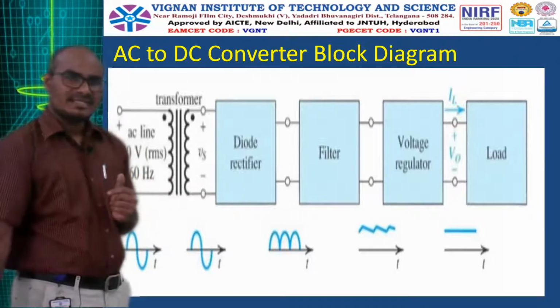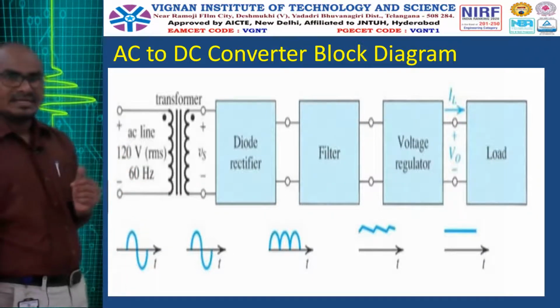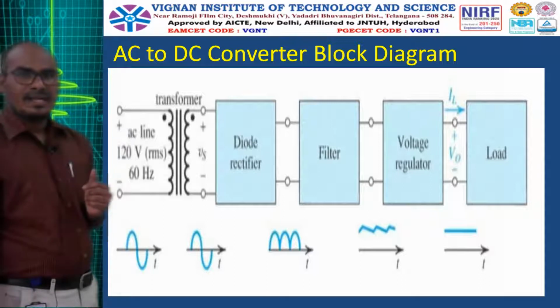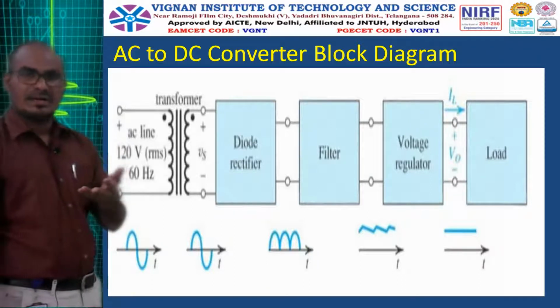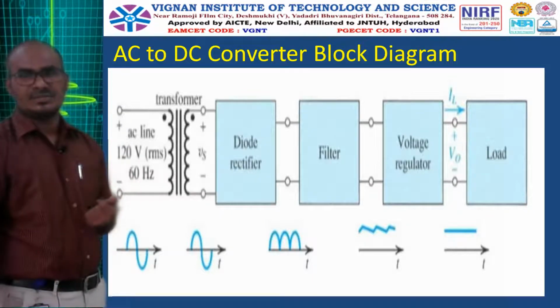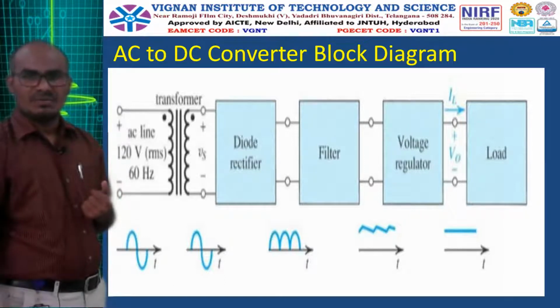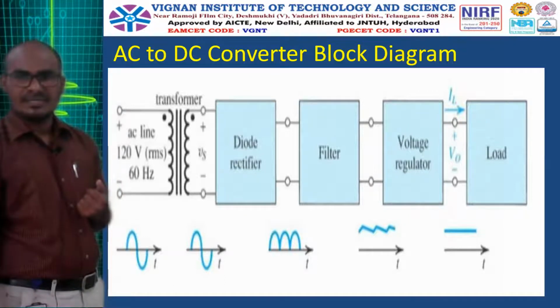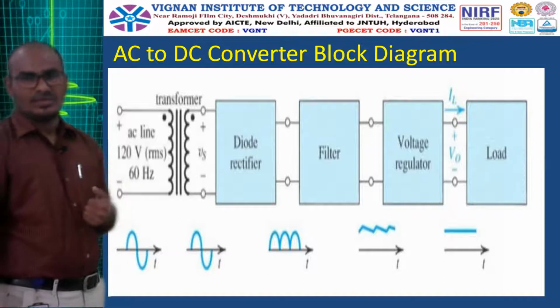The first circuit is the transformer. Second is the rectifier circuit, naturally called a diode rectifier, because a rectifier is obviously made up of diodes. It is followed by the next block, the filter, followed by the next block, the regulator, that is the voltage regulator. And ultimately we are supplying this to a load terminal.